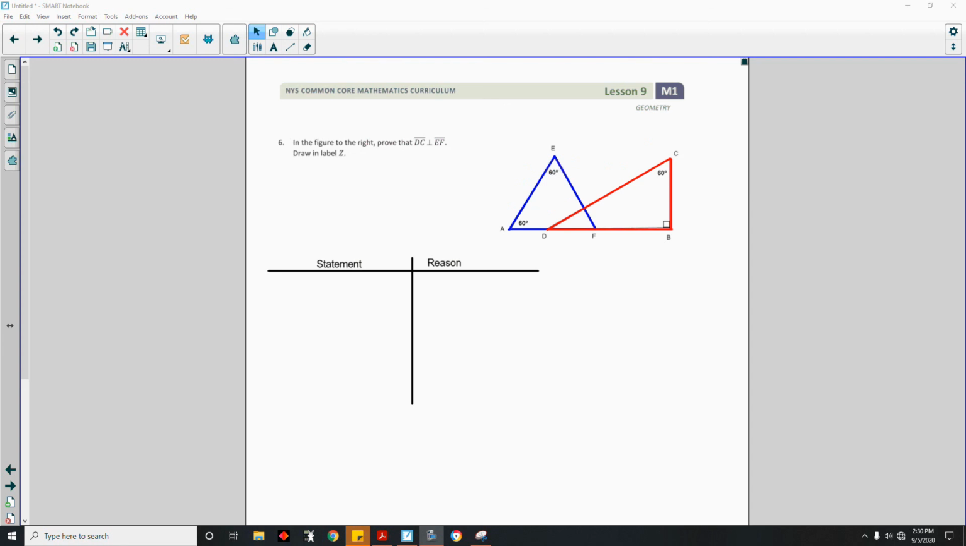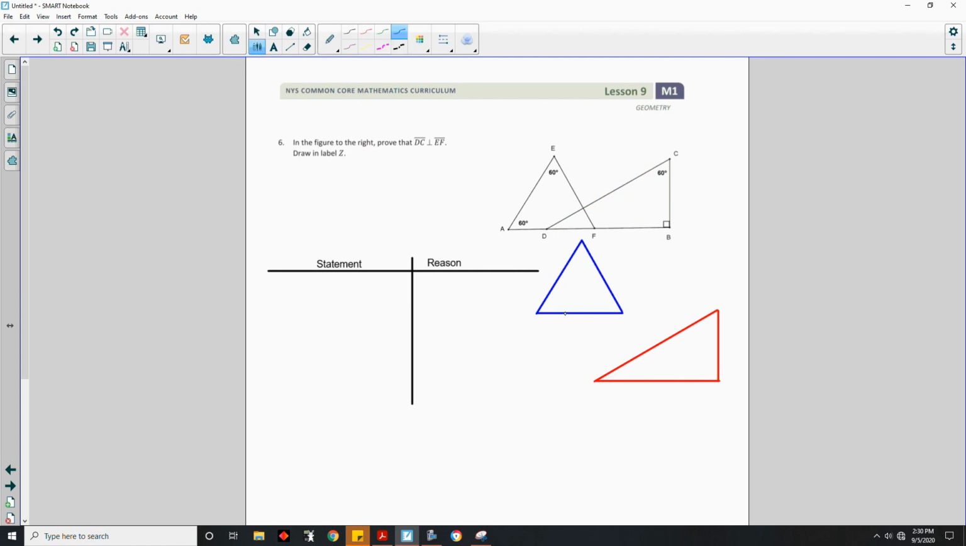Okay, so I have my statement reason table. I have two triangles. So here's one. Actually, I have three triangles. There's one. Here's one. So there's two of them, and then there's this little one in here. So I'm just going to focus on the blue one first. This is 60 degrees because of here. This is A, this is E, and this is F. And this is 60 degrees.